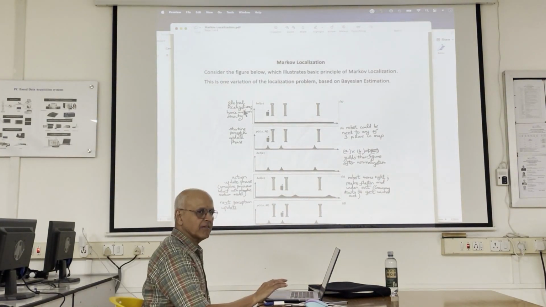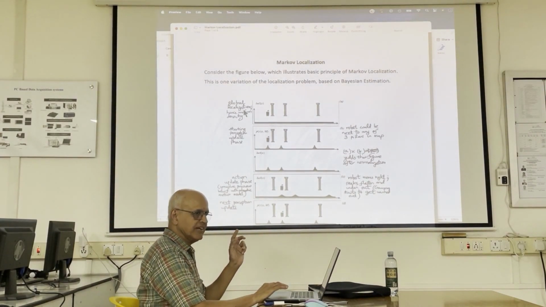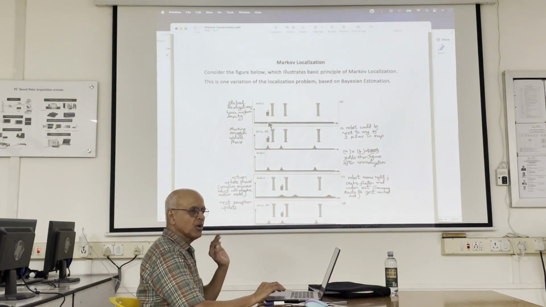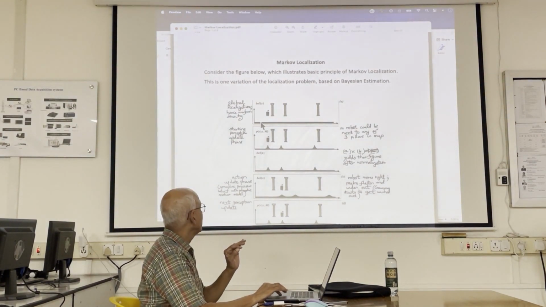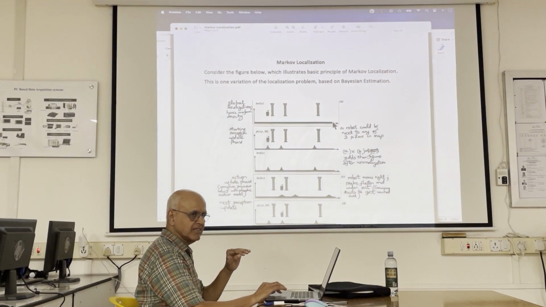We don't know where we are initially, unlike the Kalman, where the initial position was given, right? We had a similar figure, but we had one bump here. Here we don't know where we are. Therefore, we assume a uniform probability over the entire length that we expect the robot to be.